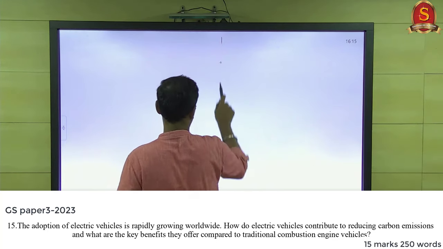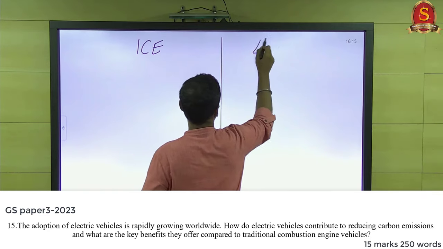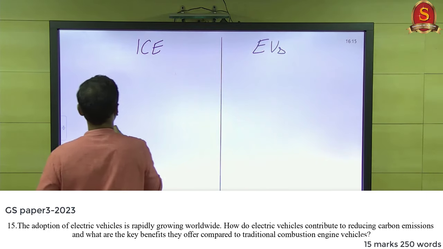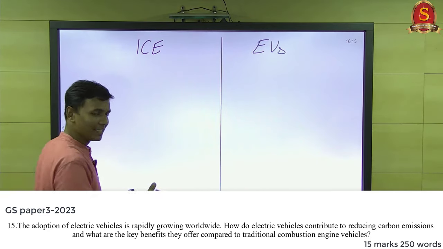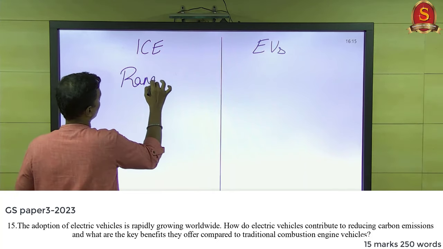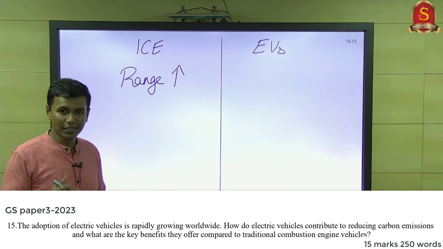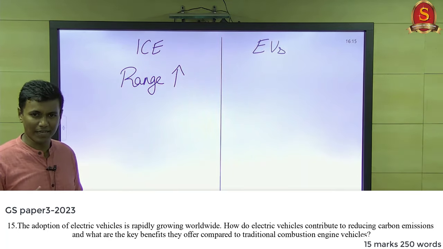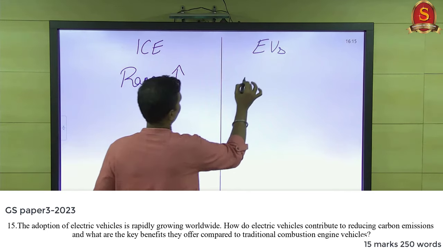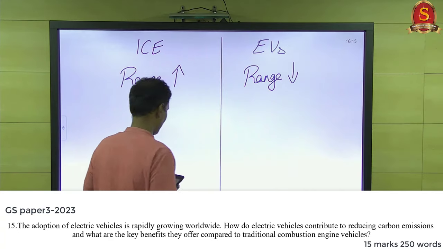Coming to the next one. Next page. When we talk about range, usually I'm just generalizing based on the present market situation, wherein the range of the internal combustion engines is going to be higher. If you fill one tank, you can easily travel, say, 400 or 500 kilometers, wherein the range of electric vehicles is comparatively lesser. Cost for the range is going to be lesser.